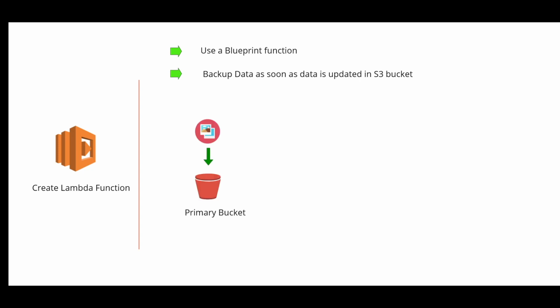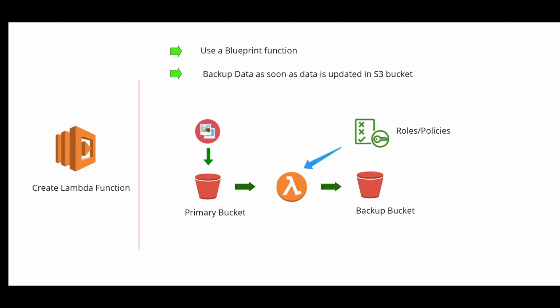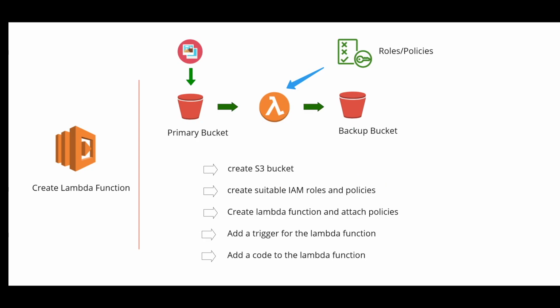Primarily, we'll create a bucket and we'll upload an image to the primary bucket that would trigger a Lambda function and then place it in the secondary bucket or in the backup bucket. Obviously, we would need roles and policies defined for the Lambda function to be able to access the S3 buckets. So basically, this is what we are going to do.